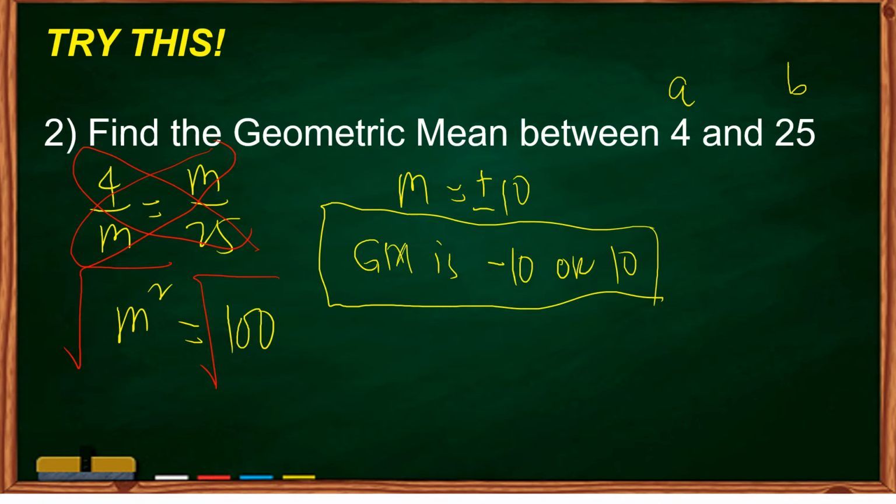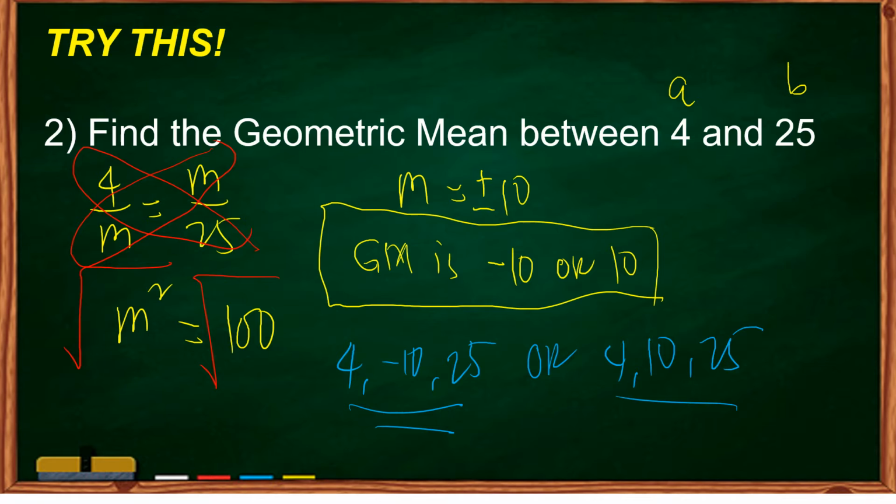If you are going to list down the geometric sequence, we have 4, negative 10, and positive 25. Or you can say 4, 10, and positive 25. So these are the geometric sequences that can be formed. Okay, and then the geometric means between 4 and 25 can be negative 10 or positive 10.